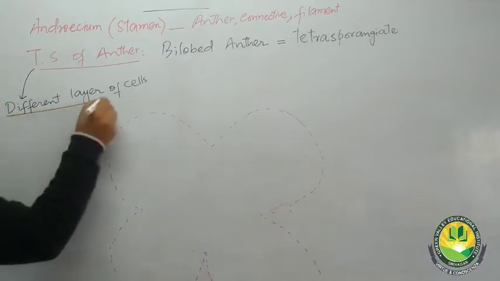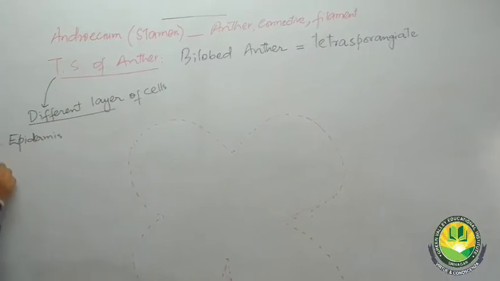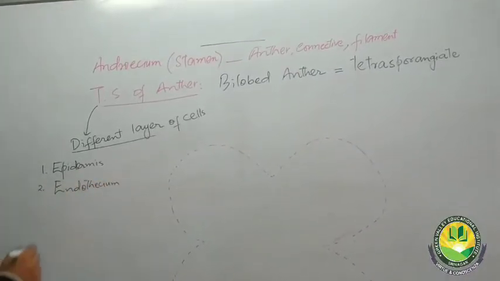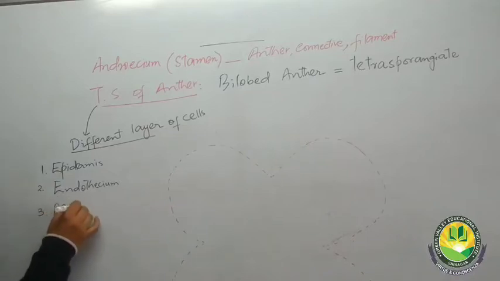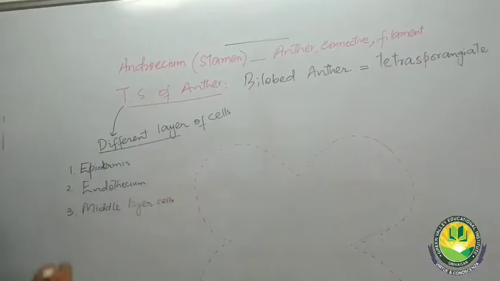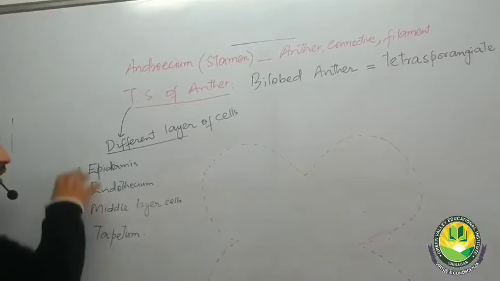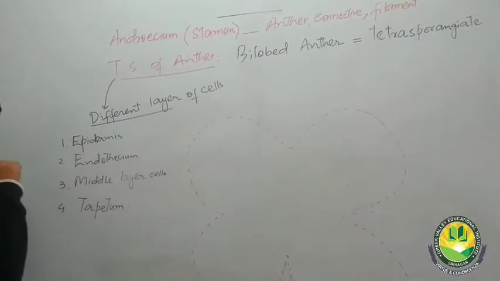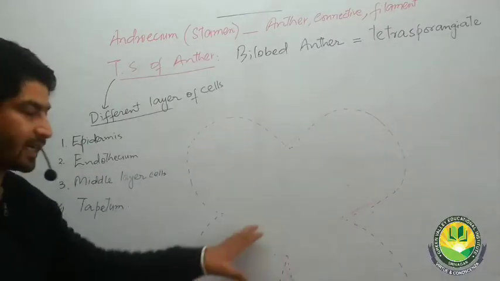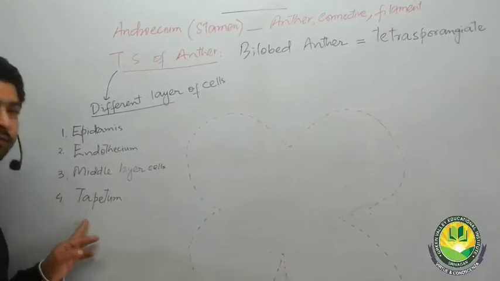The first, there are the different layers of the cells. Which is the first layer? The first layer is the epidermis. The second layer of the cells is the endothelium. The third layer of the cells is called the middle layer cells, and the number of these middle layer cells varies from 3 to 4. And lastly, there are very important cells called the tapetum. Now, we will take all these different layers of the cells in the transverse section of the anther, and we will say exactly where this epidermis is present, where this endothelium is present, where the middle layer of the cells is present, and lastly where this tapetum is present.